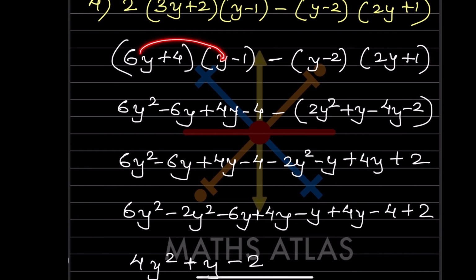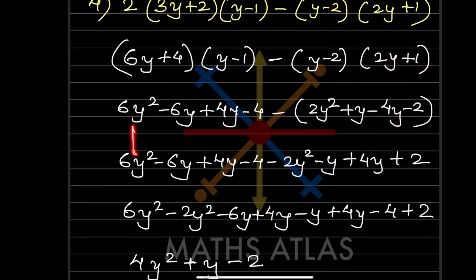6y squared minus 6y plus 4y minus 4. This minus as it is. So first thing, you will put a bracket for this because this is a minus sign. Because later on all the signs will change. So this bracket is important, and here there's no need. See, there's no bracket over here. So what is that going to be? 2y squared plus y minus 4y minus 2. This is the one.